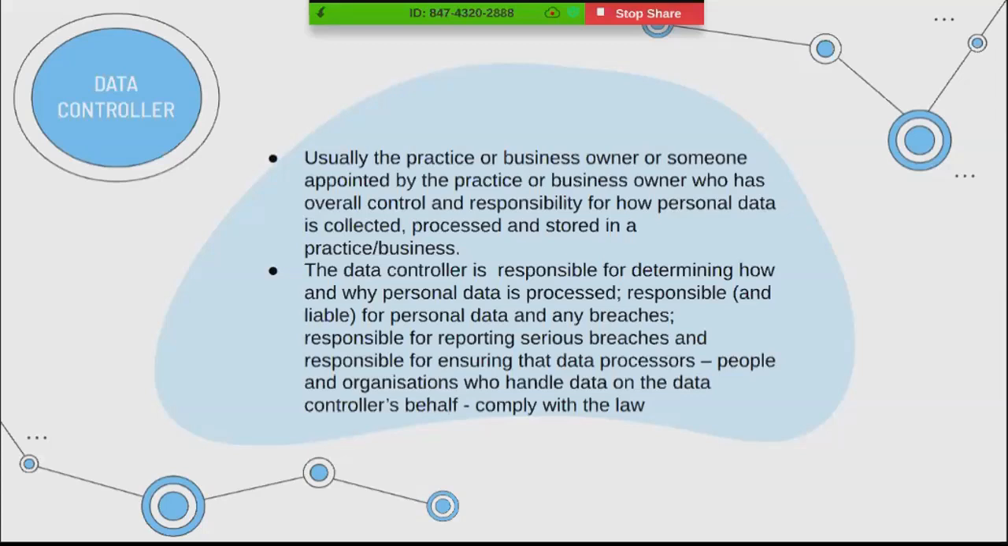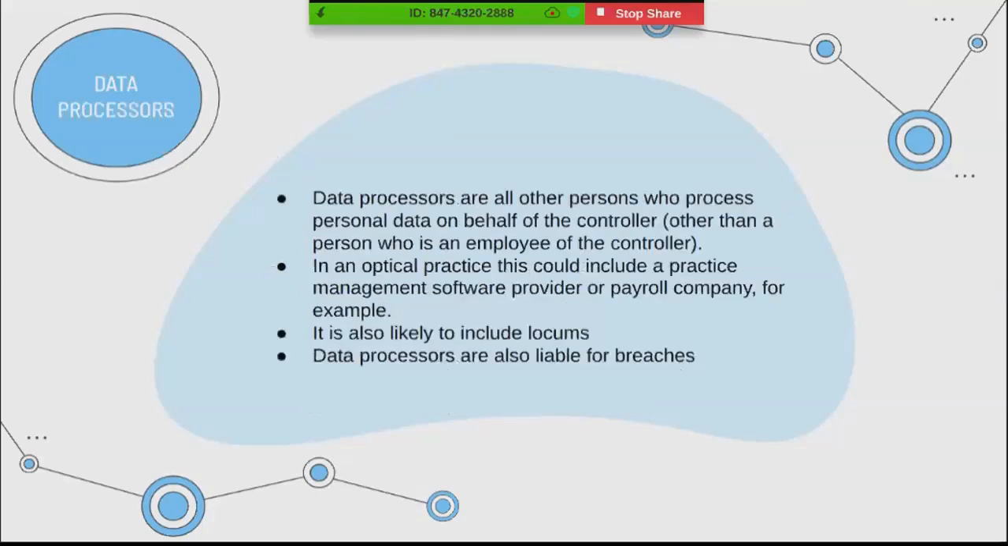They're responsible for reporting serious breaches, and they're responsible for ensuring that data processors, people and organizations who handle data on the controller's behalf, comply with the law. So again, if they're using data processors to process any data, it's the data controller's responsibility to ensure that the data processor is also compliant.